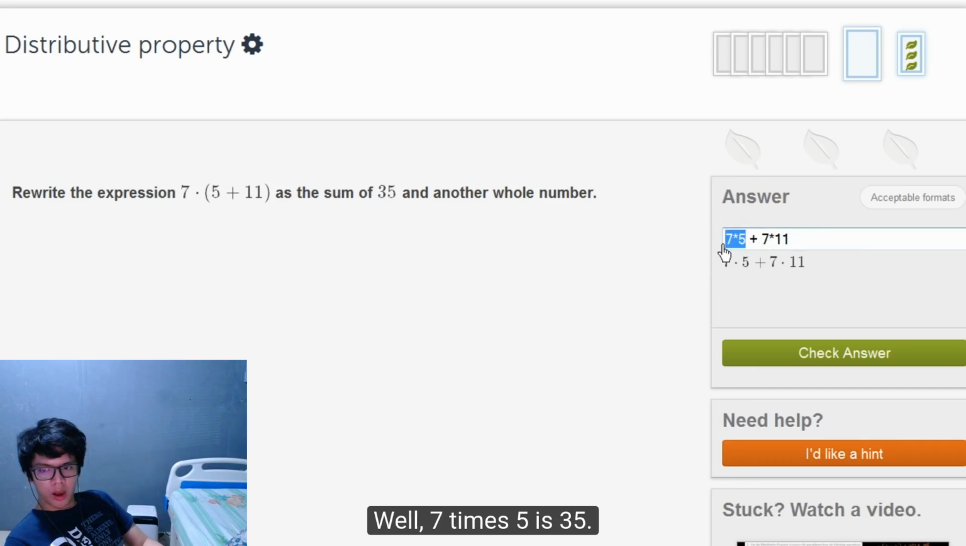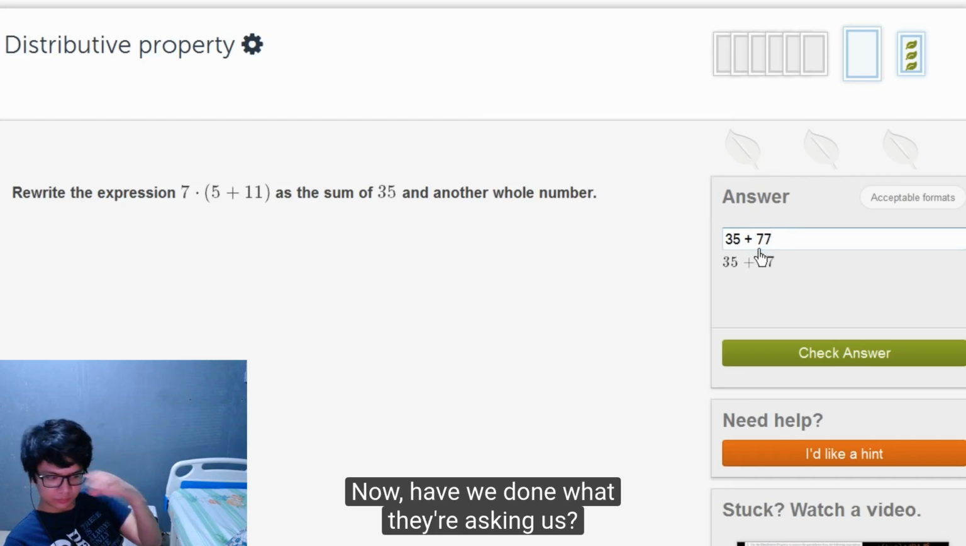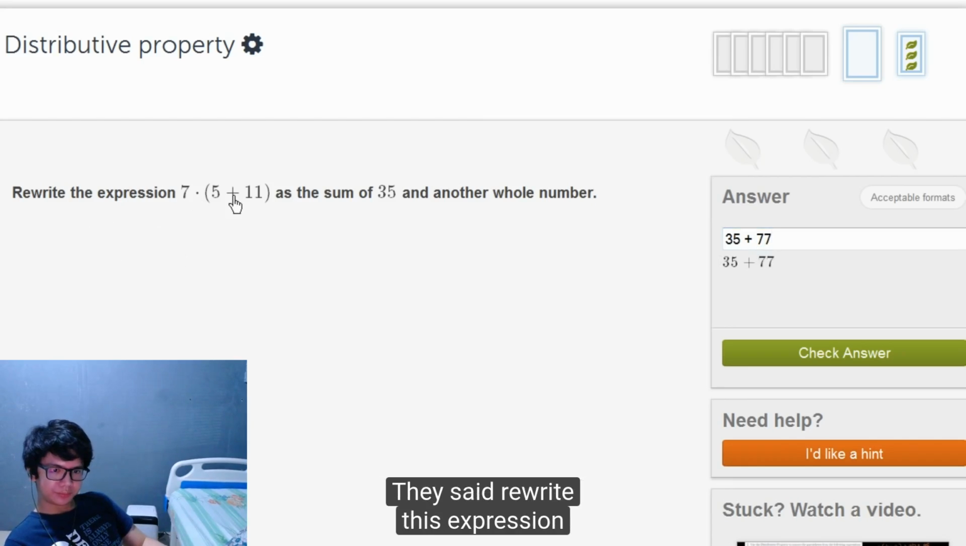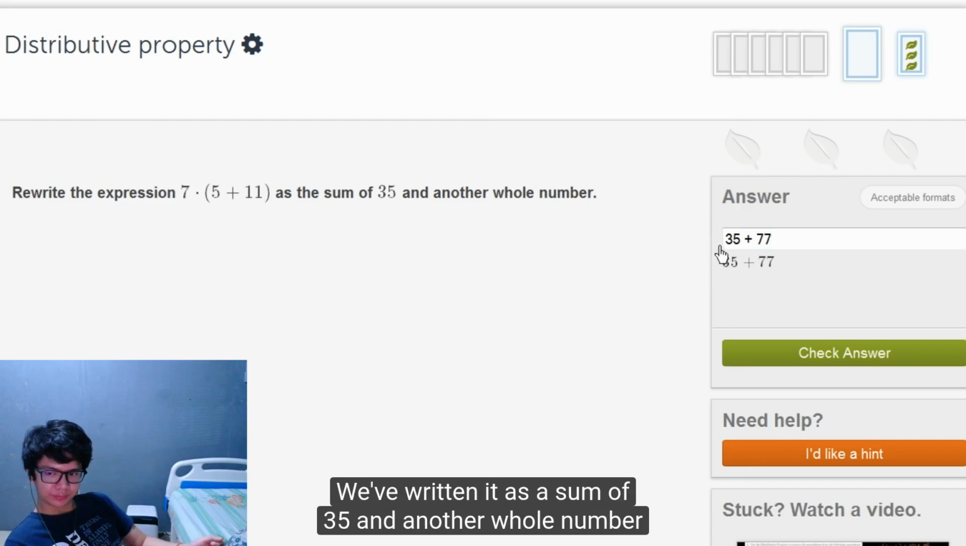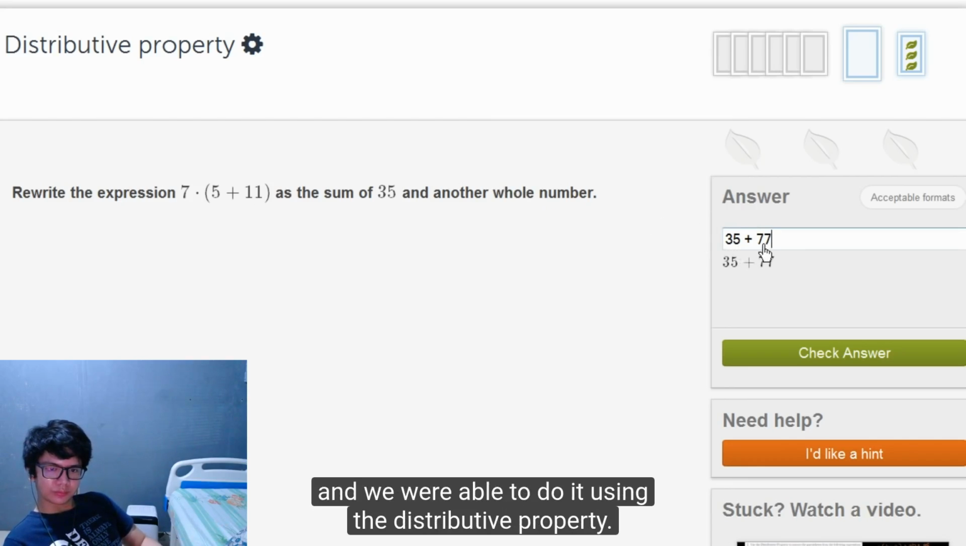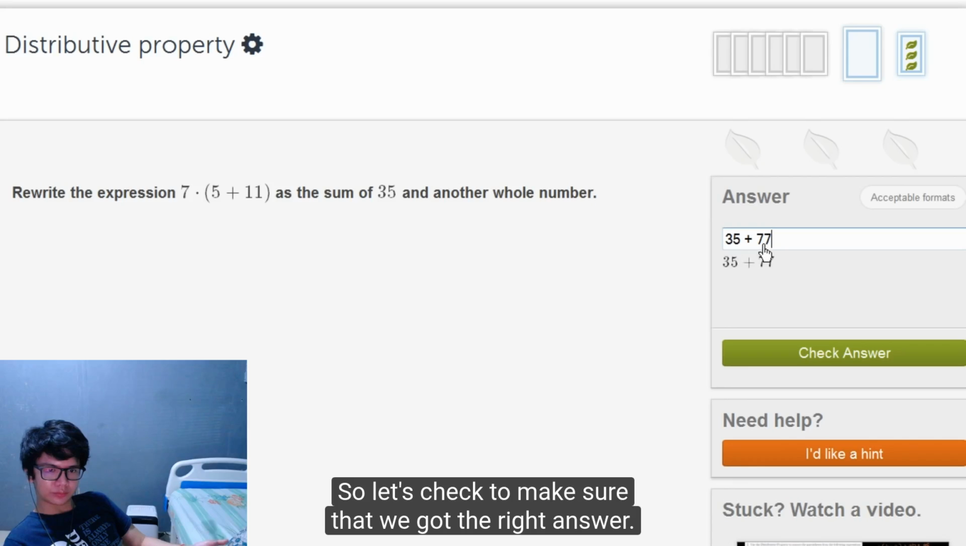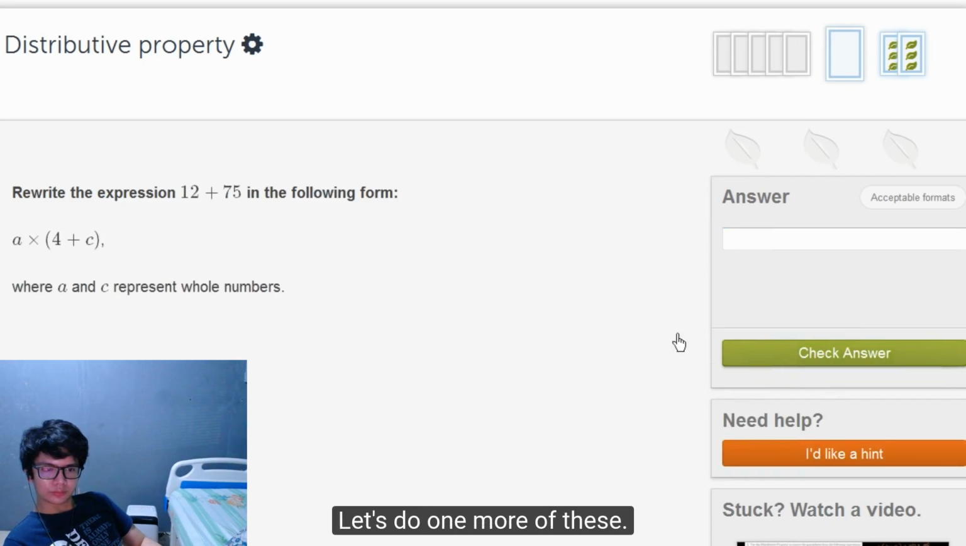Well, 7 times 5 is 35, and 7 times 11 is 77. Now, have we done what they're asking us? They said rewrite this expression as the sum of 35 and another whole number. Well, we've done that. We've written it as the sum of 35 and another whole number, and we were able to do it using the distributive property. So let's check to make sure that we got the right answer. Yes, we did. Let's do one more of these.